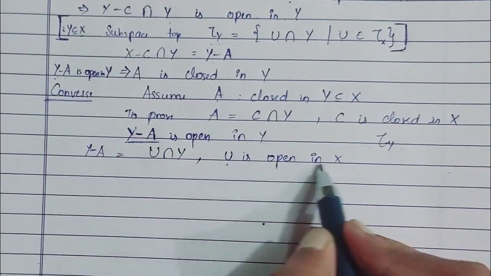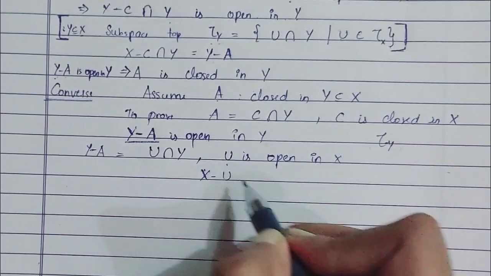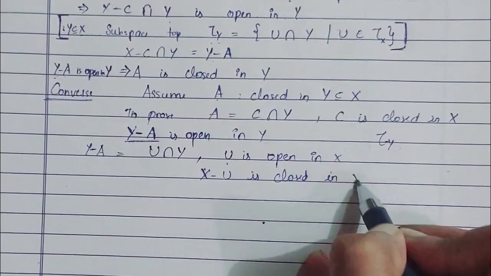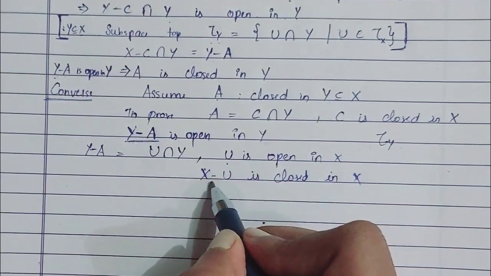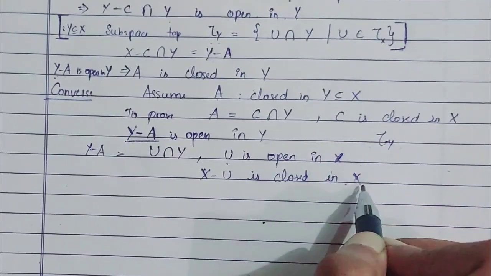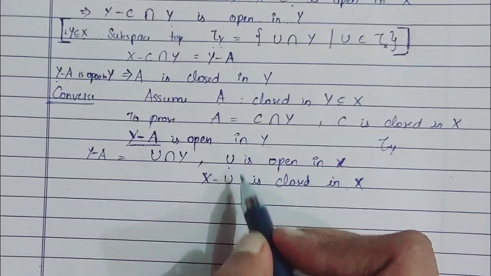So when you have got this statement, you can write H minus U is closed in H, because from here this complement is closed in H. Since U is open in H, its complement will be closed in H. So I have got up to this.